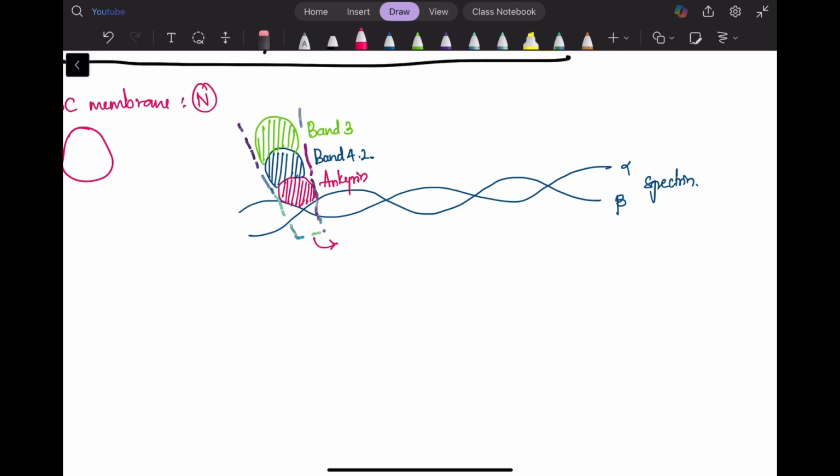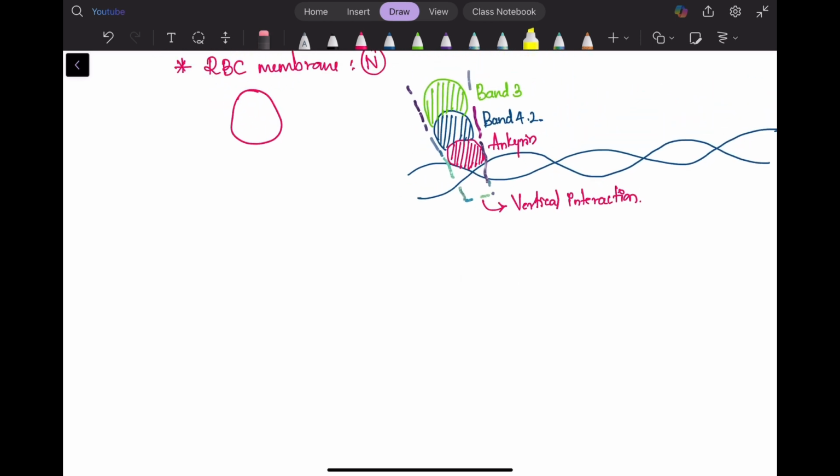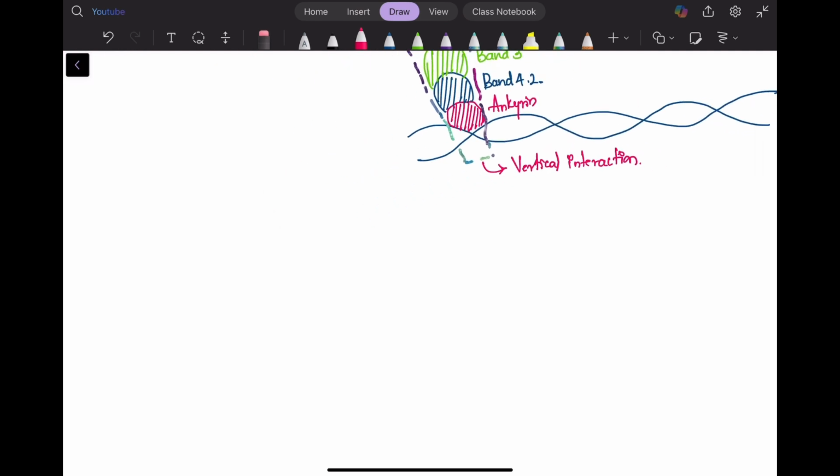Okay, this is called vertical interaction. I hope the diagram is clear. This is the normal thing we are all having. So now we'll see what HS people will be having.